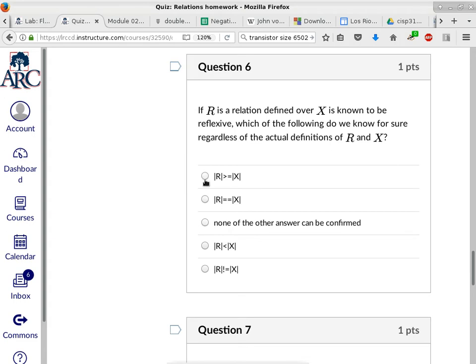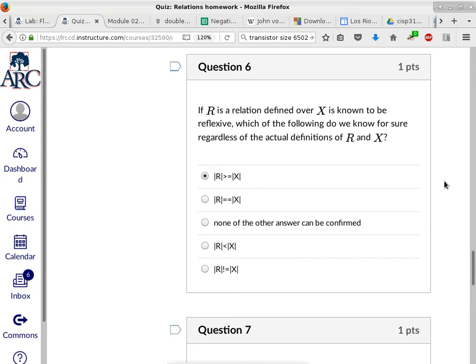That is correct. Because in order for a relation to be reflexive, then for every single element in X, whatever the element E is, ERE has to exist. So that means whatever number of elements you have in X, R has to be at least as big as that. Now, can R be bigger? Absolutely, but it has to be at least as big as X in terms of number of elements.